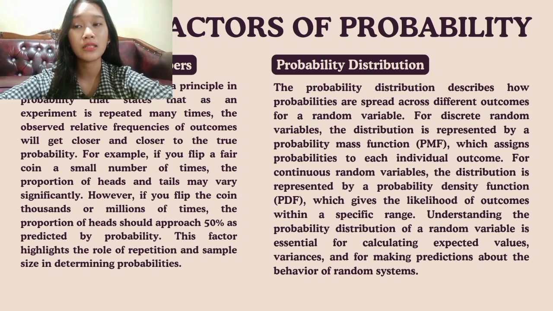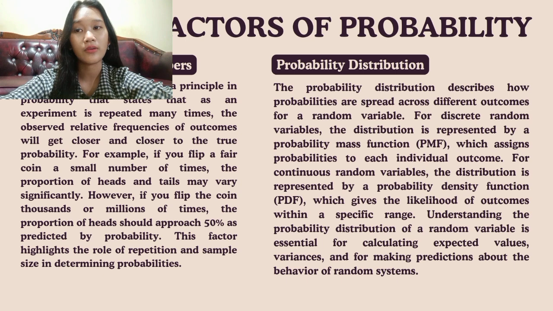Next is probability distribution. The probability distribution describes how probabilities are spread across different outcomes for a random variable. For discrete random variables, the distribution is represented by a probability mass function, also known as PMF, which assigns probabilities to each individual outcome.